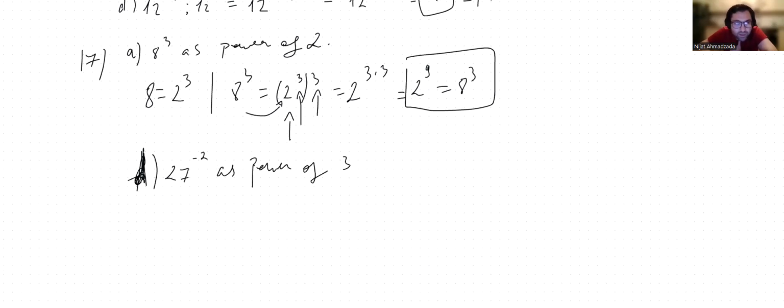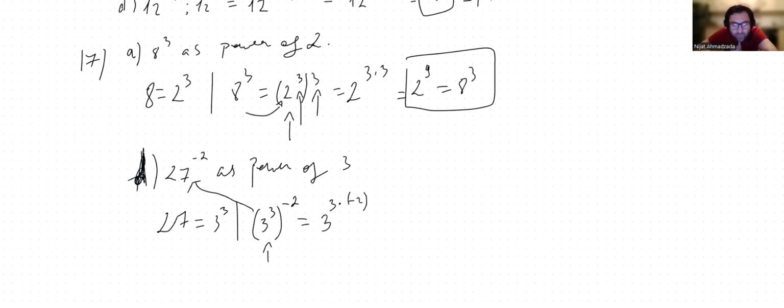So we know that 27 is the same thing as 3 to the power of 3. So instead of 27, I will write 3 to the power of 3. So we get 27 to the power of negative 2, where 27 is this, and to the power of negative 2. So it will be 3 to the power of 3 times negative 2, which will be 3 to the power of negative 6. Okay, that's it. And now we're going to write the same number as a power of 9.